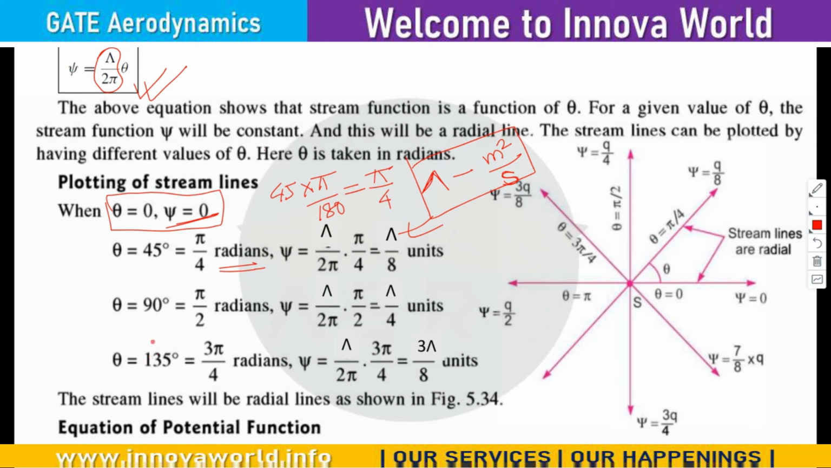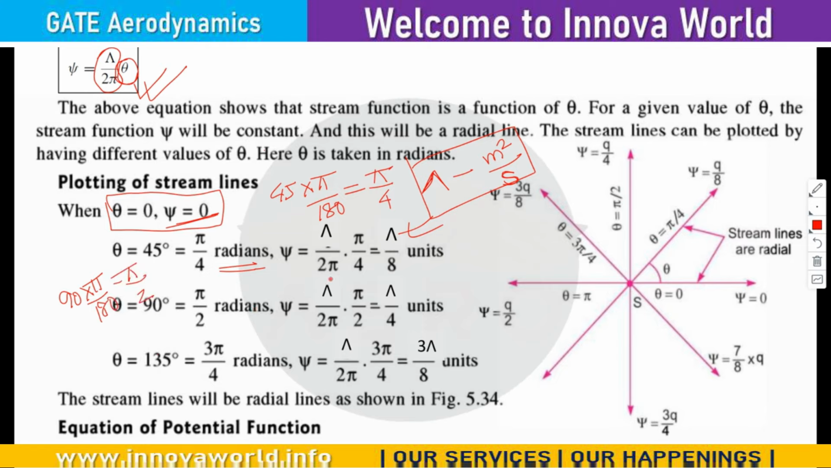Similarly, if it is 90 degrees, what are you going to find in terms of radian? 90 into pi by 180. Always, if there is no sine, cos or tan and only theta is there, then whenever you are solving the problem, you have to convert it in terms of radian. So you get pi by 2.